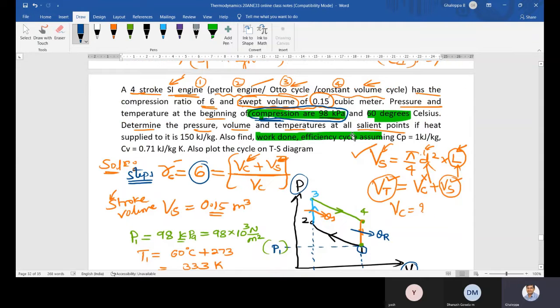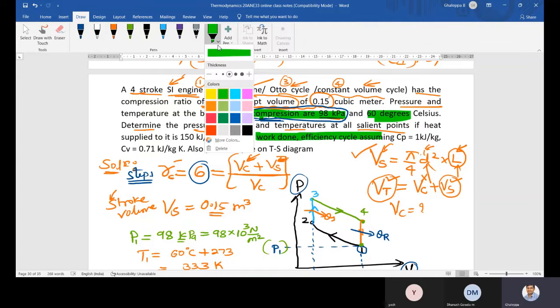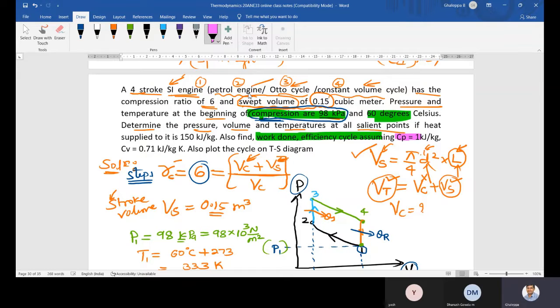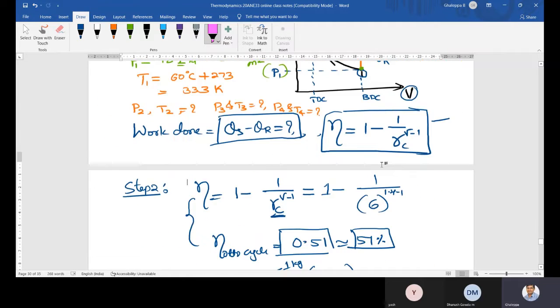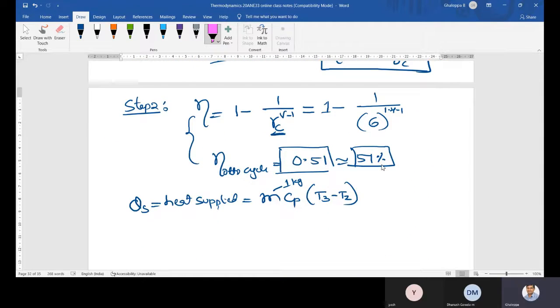And Cp value and Cv. Cp stands for specific heat at constant pressure. This value Cp, as well as Cv, is given in the numerical. So how much Cp has he given? 1 kilojoule per kg Kelvin. 1 kilojoule means 1000, so I will substitute that here. The m value is 1, and the Cp value is 1 into 10 to the power of 3.